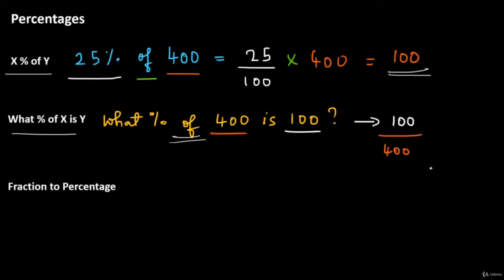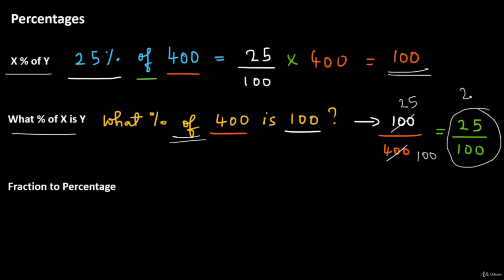Alright, so 100 by 400 can also be written as 25 by 100, right? So you just need to cancel 4 from both the numerator and denominator. So 100 by 400 is equal to 25 by 100. Now this fraction has 100 as its denominator. So this is 25 percentage, right? This over here is 25 percentage. Now therefore, 100 is 25 percentage of 400.